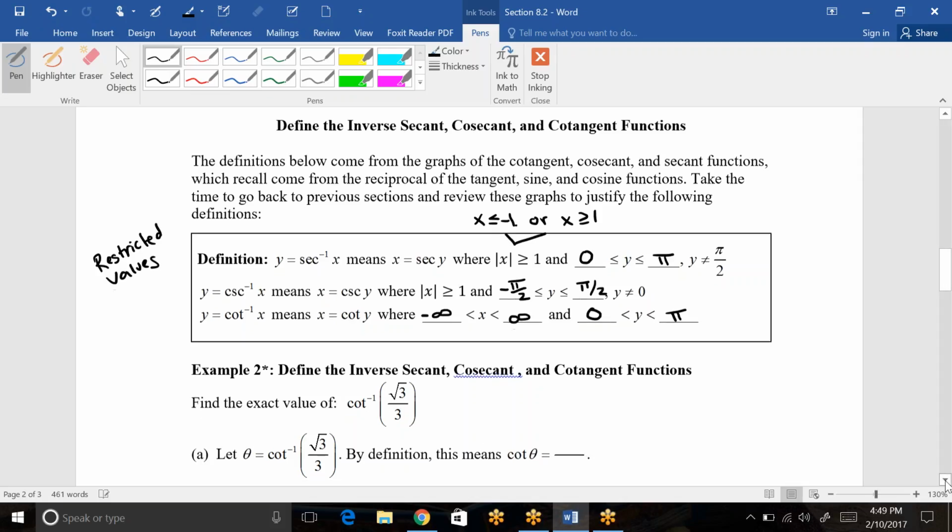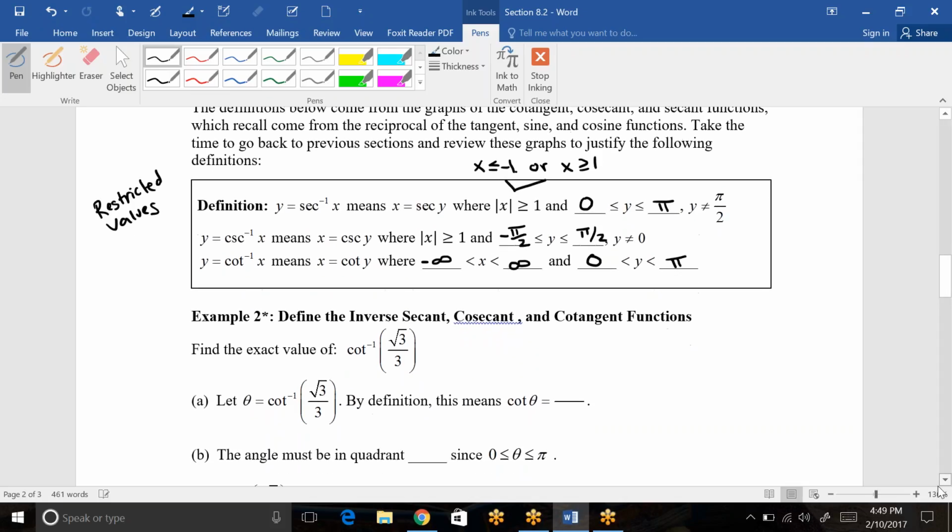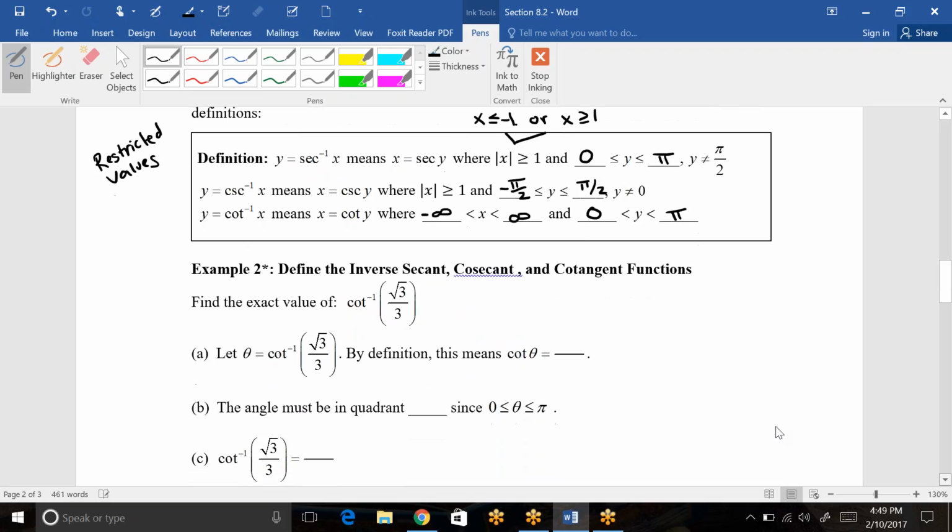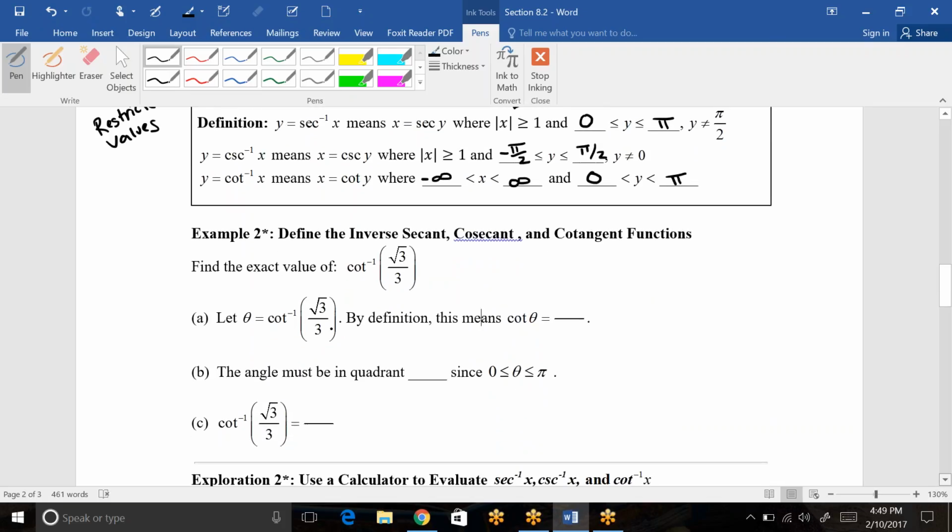So let's look at an example. So we want to do inverse cotangent of square root of 3 over 3. That means that our theta, the interior part, would be the inverse cotangent of square root of 3 over 3, which means that we can rewrite that or swap it. If we swap, you have to change back to the original cotangent. So cotangent theta is square root of 3 over 3.